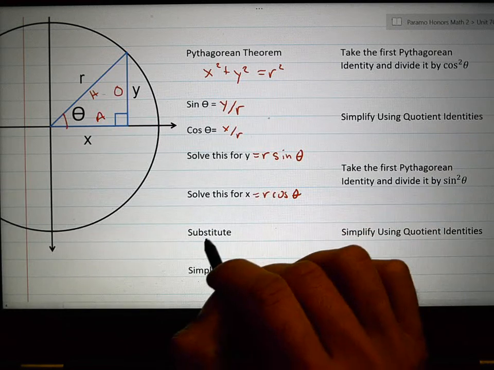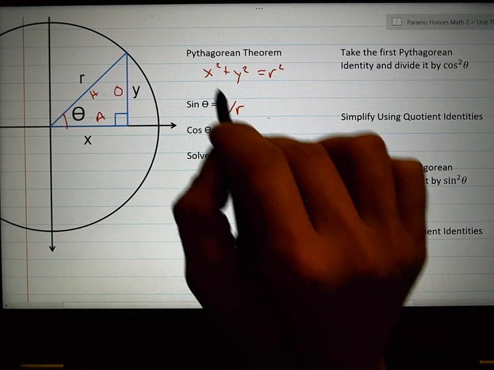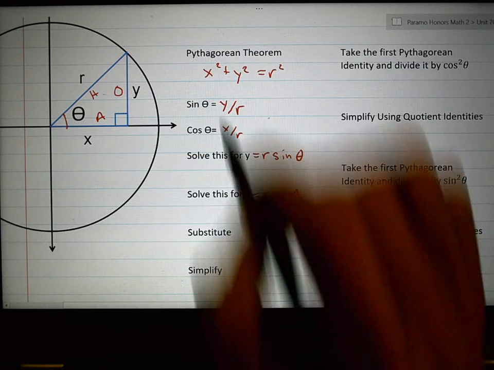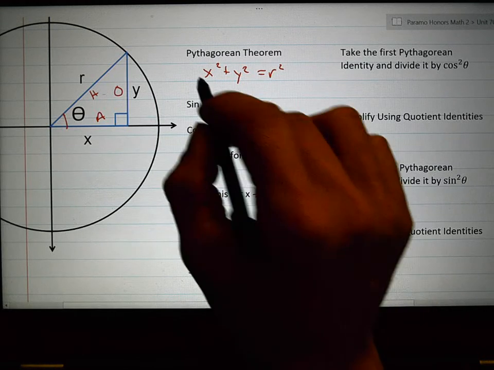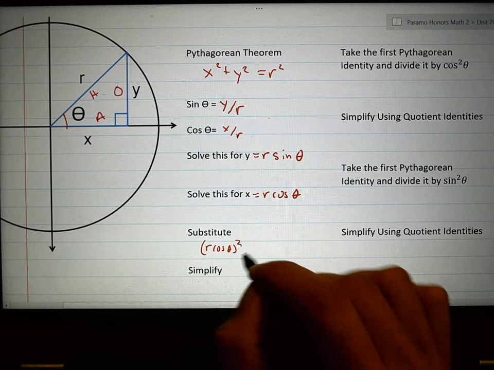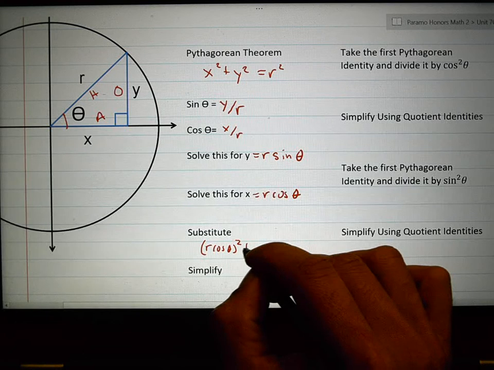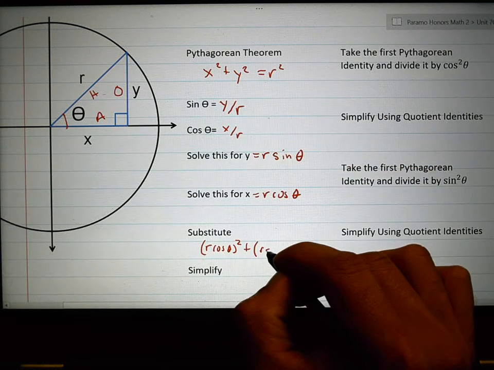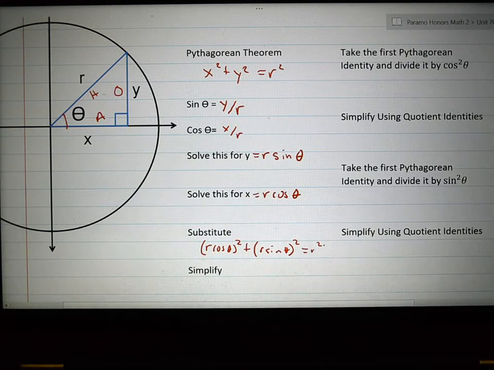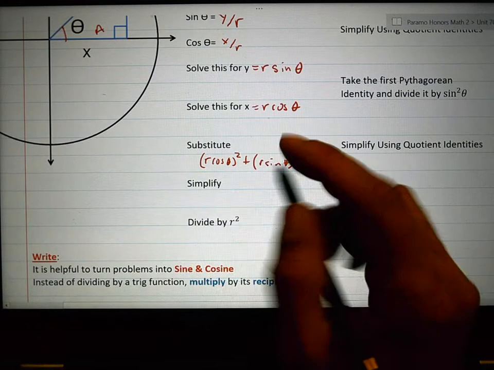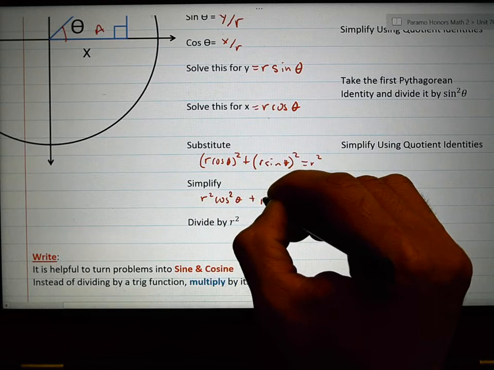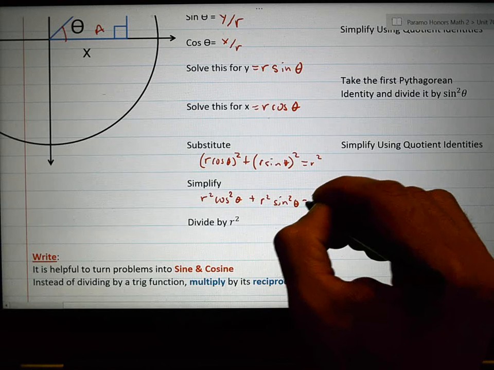Now, since I know what y is and what x is, I can plug this in for the y and this in for the x in the equation we started with. So instead of x squared, I'm going to use (r cosine theta) squared, and I'm going to add, instead of y squared, (r sine theta) squared, and that is equal to r squared. I'm going to simplify it: r squared cosine squared theta plus r squared sine squared theta equals r squared.